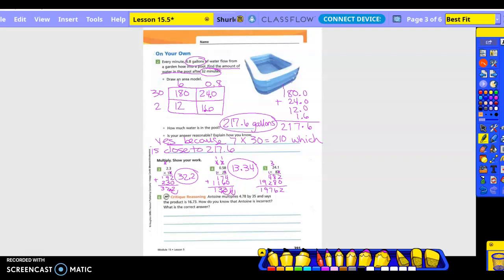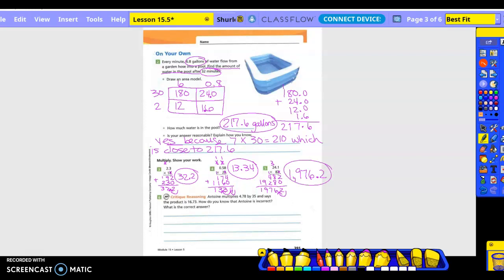How many decimal places do we have on the top? 1. How many decimal places do we have on the bottom? None. So we're just moving it over 1 time. So my answer is 1,976 and 2 tenths.